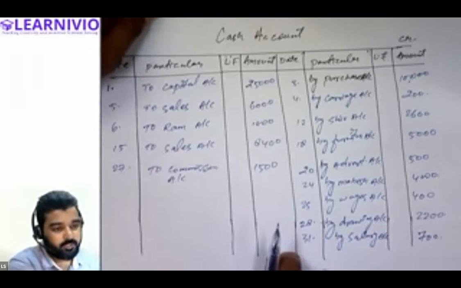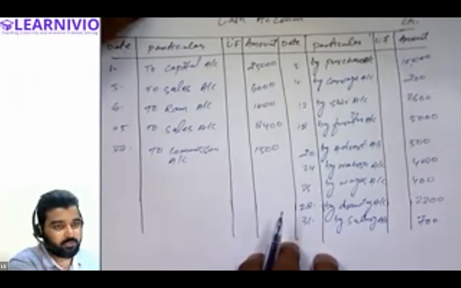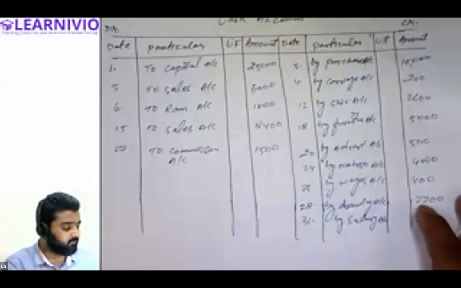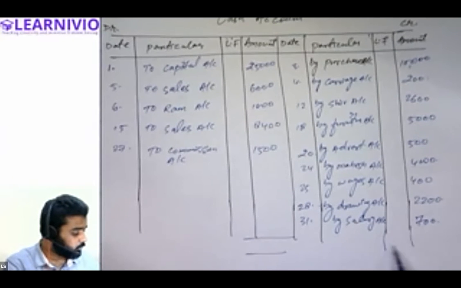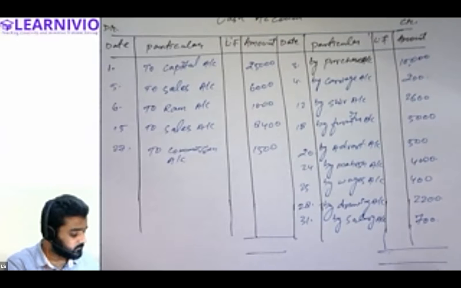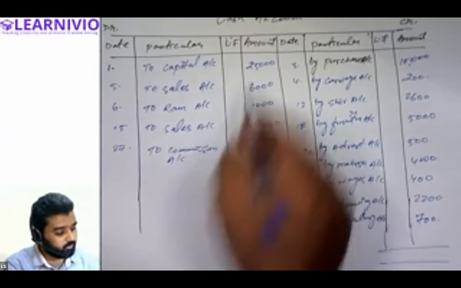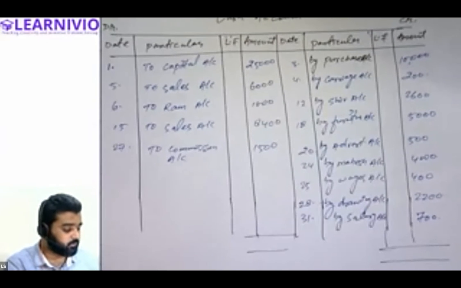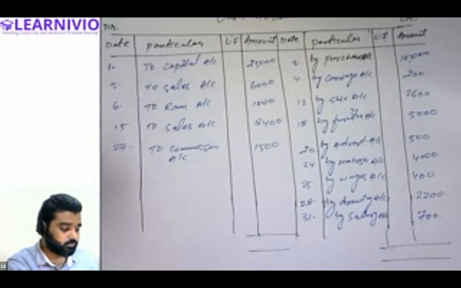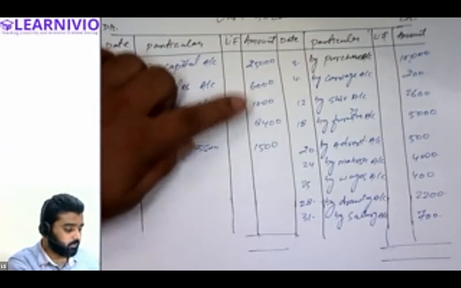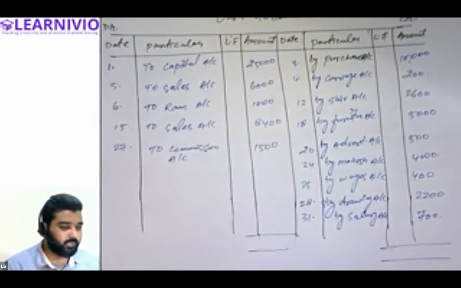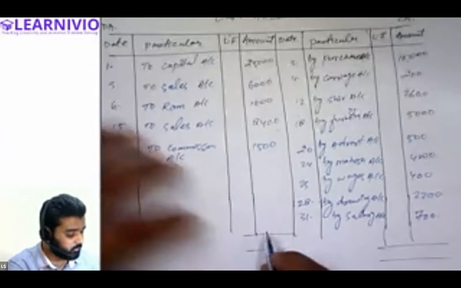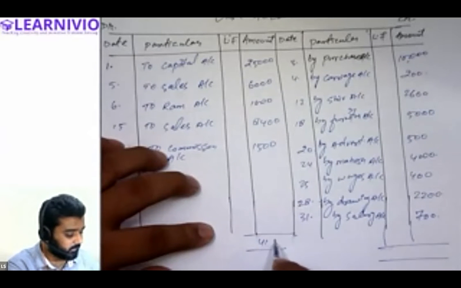Done. Now what we will do is close this account and ensure that both the sides tally. So first of all, we will total both the sides. The total of this side is 25,000 plus 6,000, 31,000, 32,000 and 40,400. Then we have 41,900. I think the total should be 41,900.